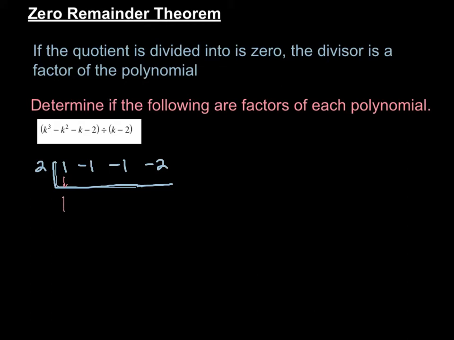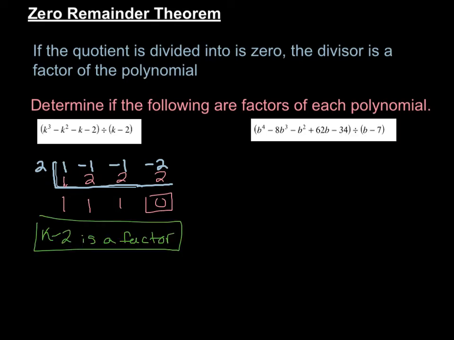Bring down the 1. 1 times 2 is a 2. That's going to make this a 1, because negative 1 plus 2 is 1. Plus 2 again, because 1 times 2 is 2. Combine these two to get 1. 1 times 2 is 2. The remainder is 0. Since the remainder is 0, k minus 2 is a factor of k cubed minus k squared minus k minus 2.